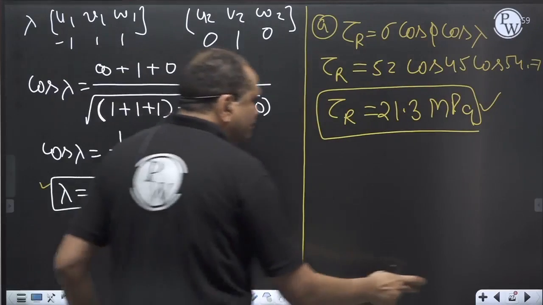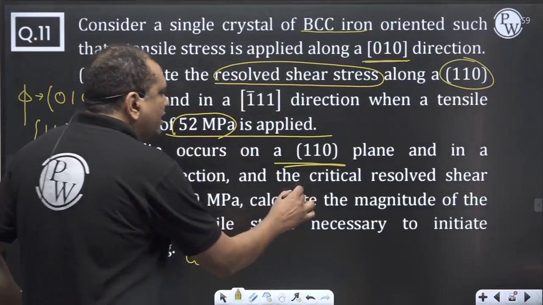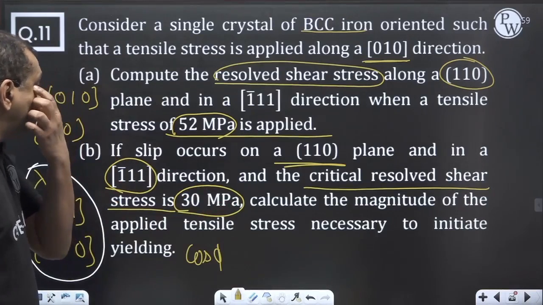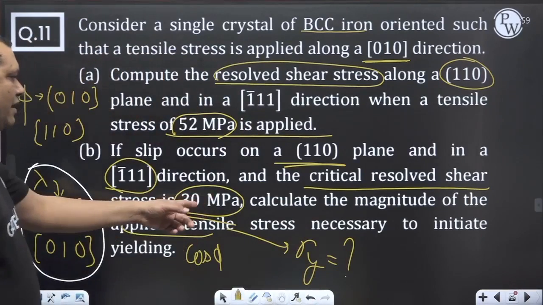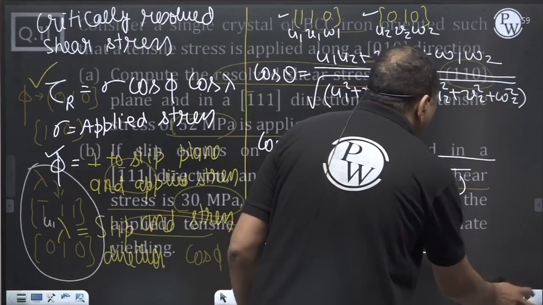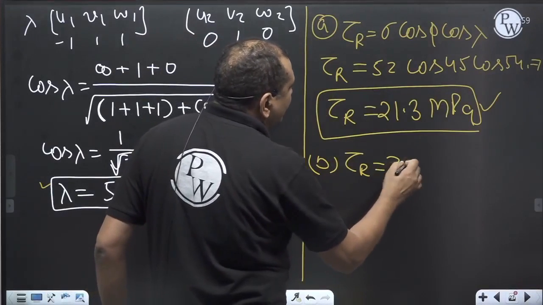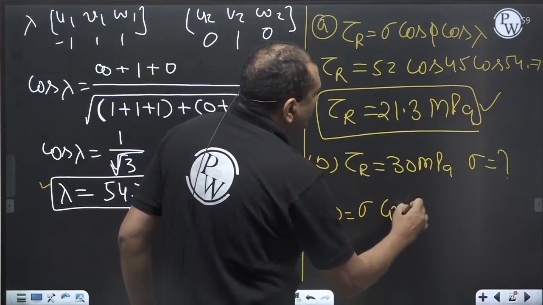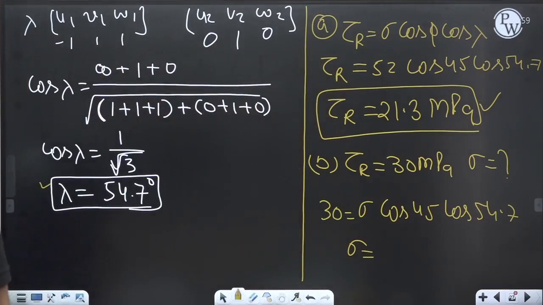Now, what is the second question? If the slip occurs on this plane and critically resolved shear stress is given to you as 30 MPa, then calculate the magnitude of the applied tensile stress. In other words, the question is asking you to calculate the yield strength. So for B, critically resolved shear stress is 30 MPa and you have to find sigma. So 30 equals sigma cos 45 cos 54.7. Find out sigma here. That is the answer for the B problem. Do it and give me the answer.